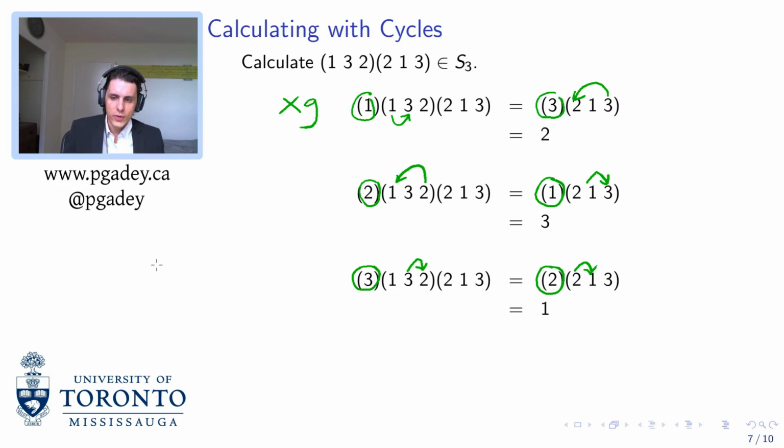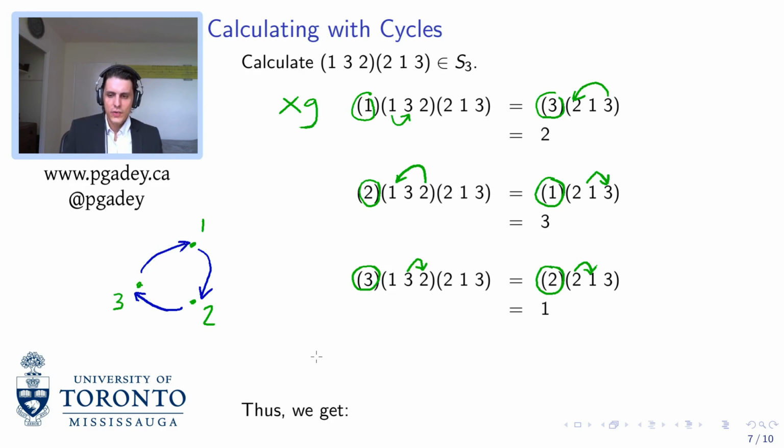So let's have a look at what that looks like as a cycle. We see that 1 gets sent to 2. 2 gets sent to 3. And 3 gets sent to 1. Okay, so looking at it this way, we see that the product of these is going to be a cycle (1, 2, 3). Once again, this is some hard notation to handle, so I encourage you to go back and rewatch this section of the calculation.